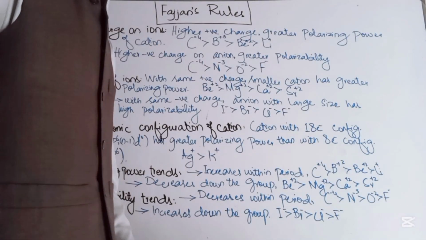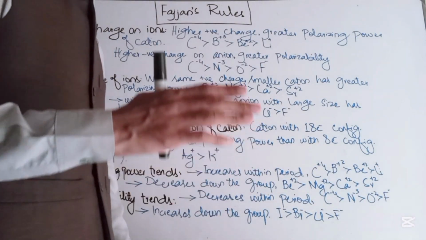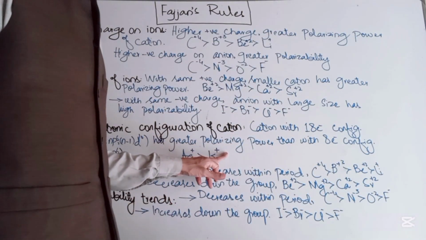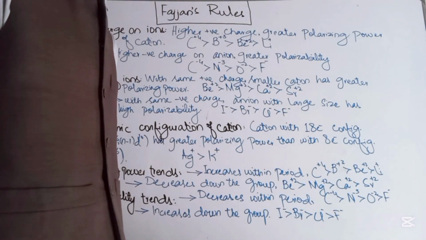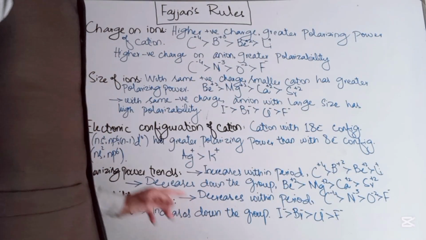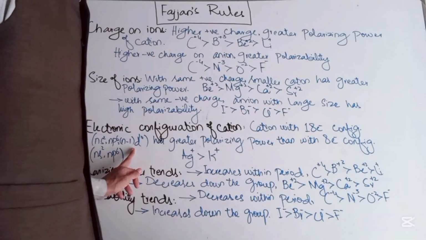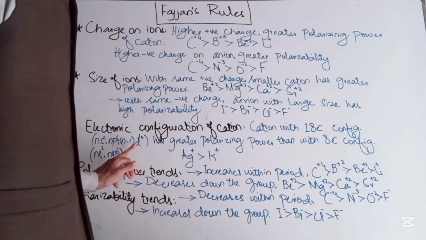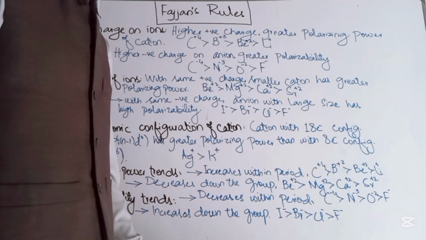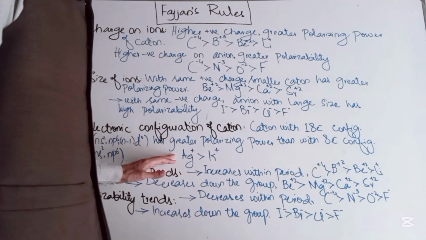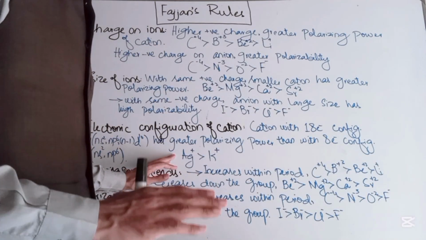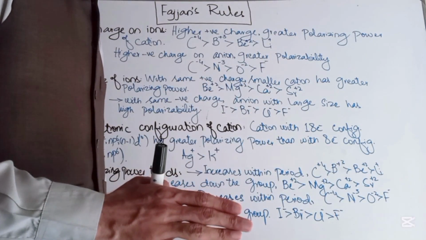What does it mean? It means that the cations belonging to the transition metals have the (N-1) d orbital involved in the electronic configuration. So the cations that belong to the transition metals have greater polarizing power as compared to those cations which belong to the typical elements.